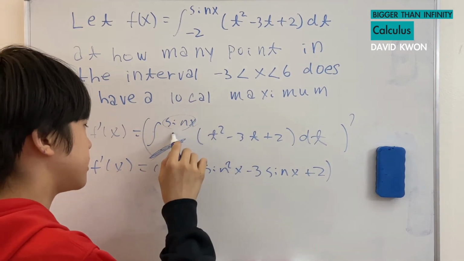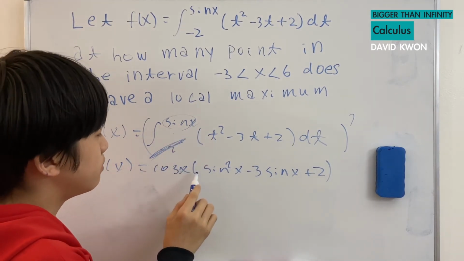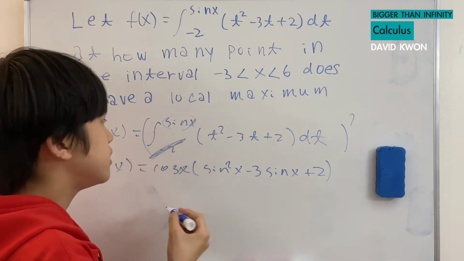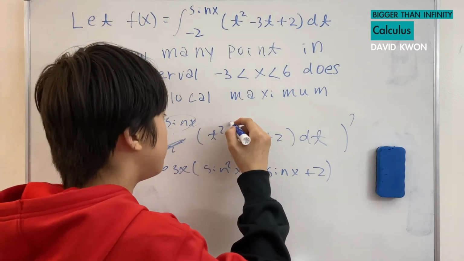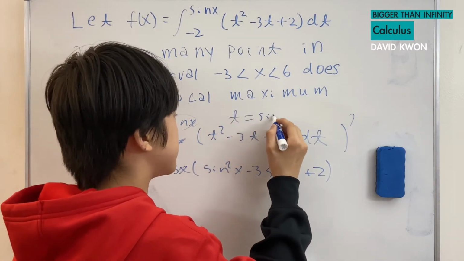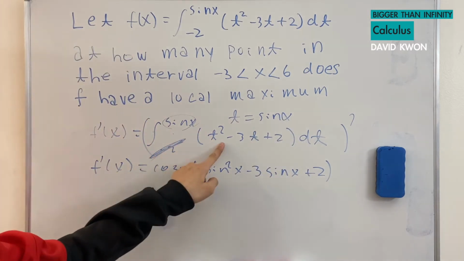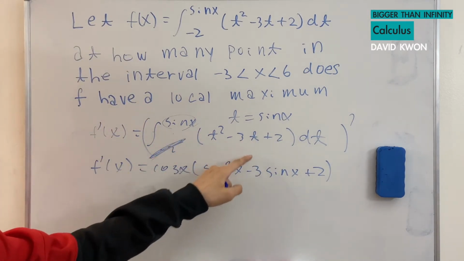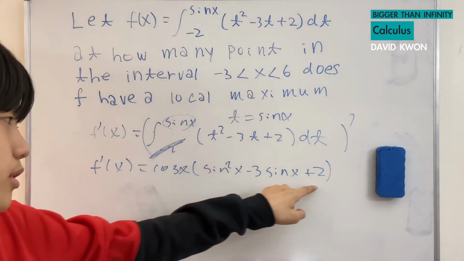Differentiate the sine x. You get cosine x. And then times, now this part is like the easiest one of them all, where t is basically just sine x, okay? So just put it in there, we would get sine squared x. Put it in here, we get negative 3 times sine x and plus 2.